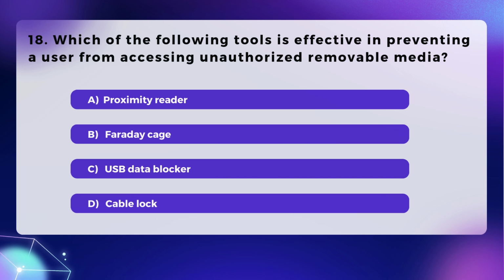Which of the following tools is effective in preventing a user from accessing unauthorized removable media? A. Proximity reader. B. Faraday cage. C. USB data blocker. D. Cable lock.